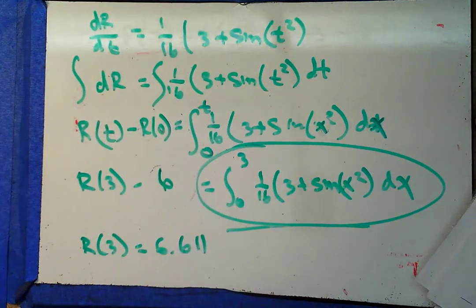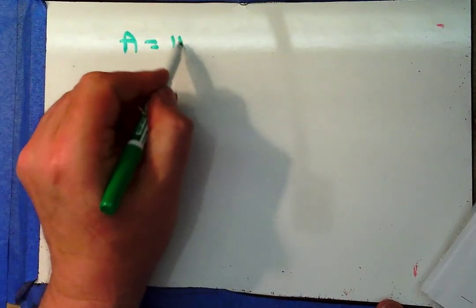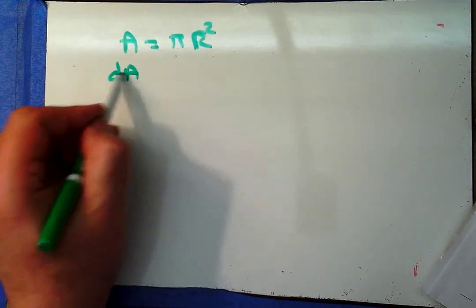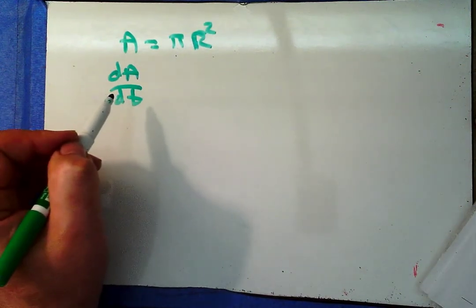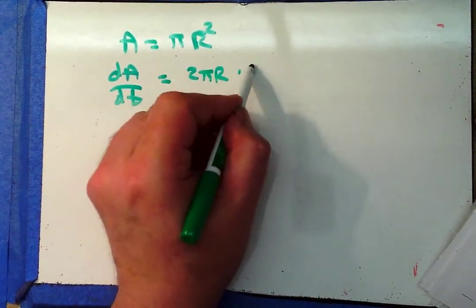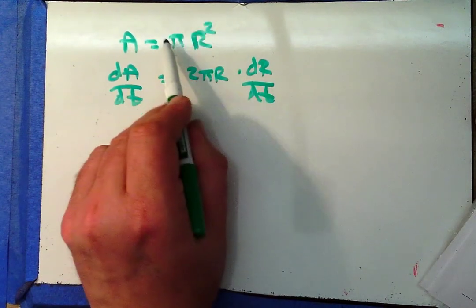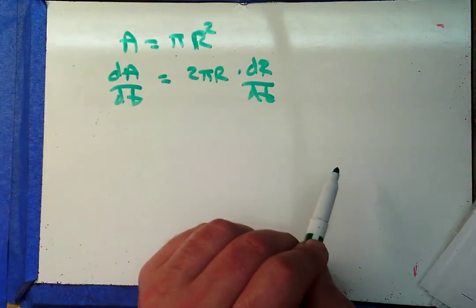Part B. Part B says, find the rate at which the cross-sectional area is increasing at time equal to 3. Okay, so what do I know about cross-sectional area? I know that area of this circular cross-section is pi r squared. And I know that dA dt, that's the rate of change in area with respect to time. That's the thing that I'm looking for. The dA dt is going to be 2 pi r times dr dt. Don't forget chain rule. You got to take the derivative of that outside function, but then you have to take the derivative of the inside radius function with respect to time.